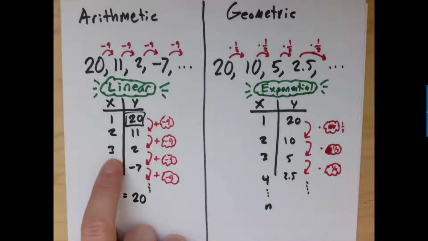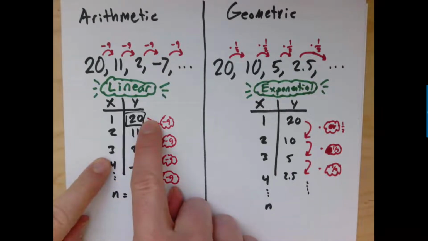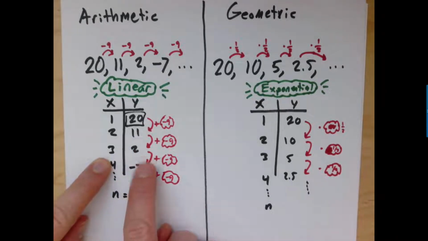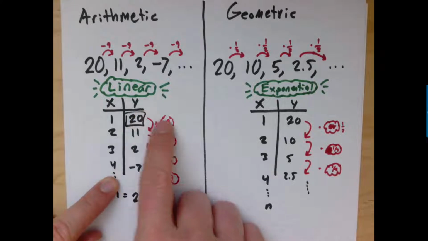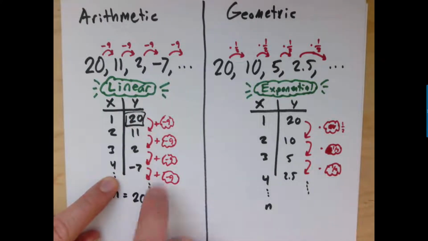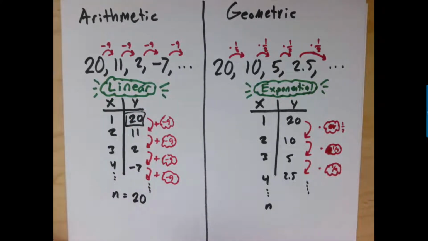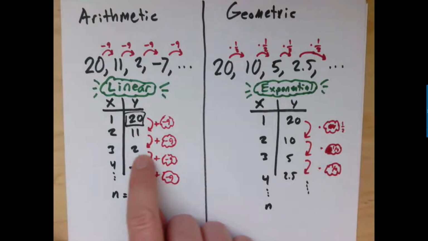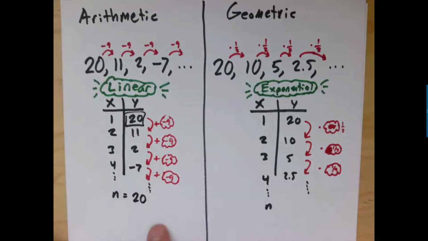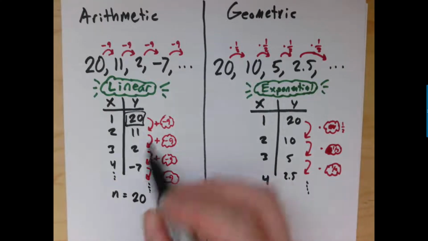So let's think about it. If I want the third term, I'm going to start at 20 and subtract 9 twice. If I want the fourth term, I start at 20 and subtract 9 3 times. If I wanted the 100th term, I should start at 20 and subtract 9 99 times to get to the 100th term. So if I'm on the nth term, I'm going to follow that same pattern.